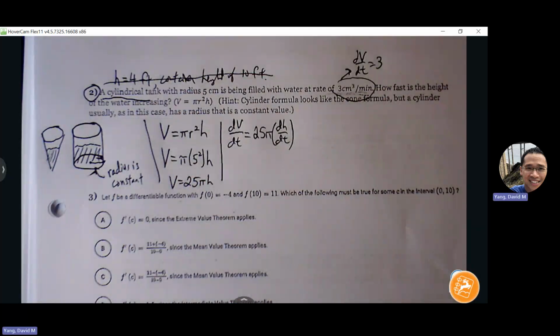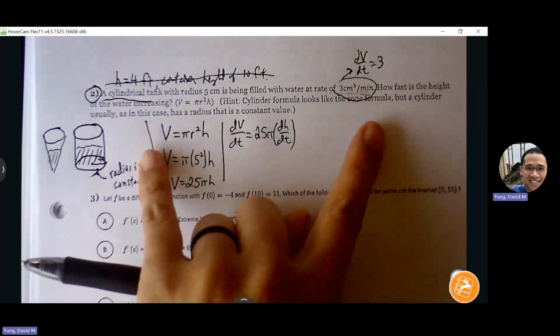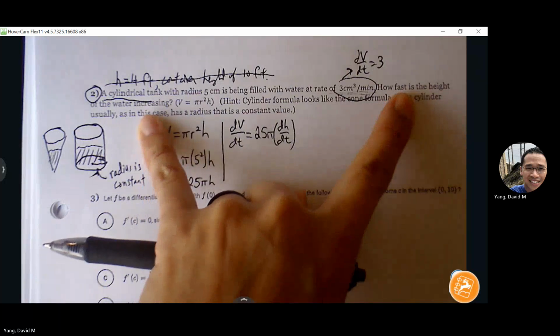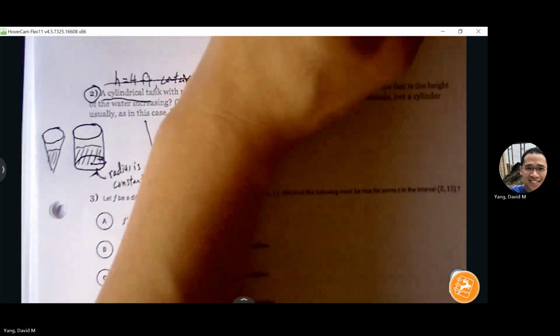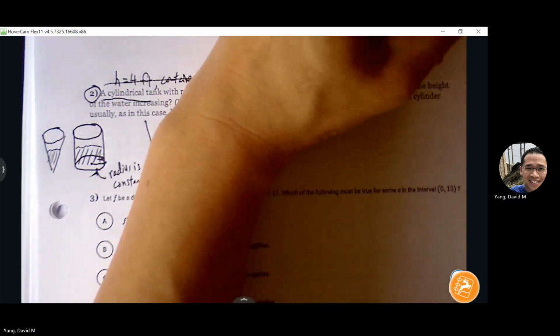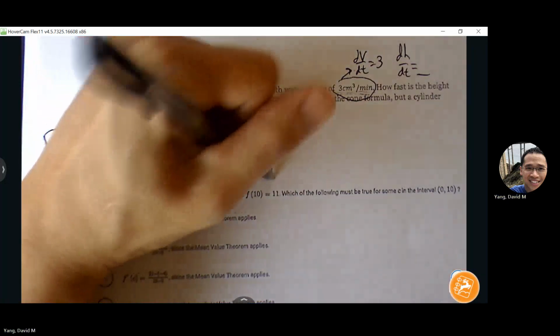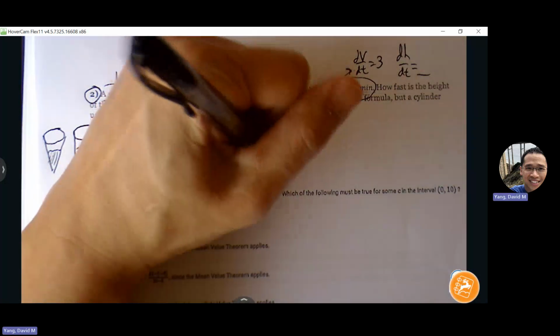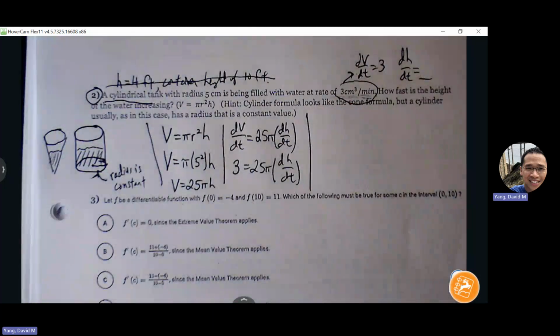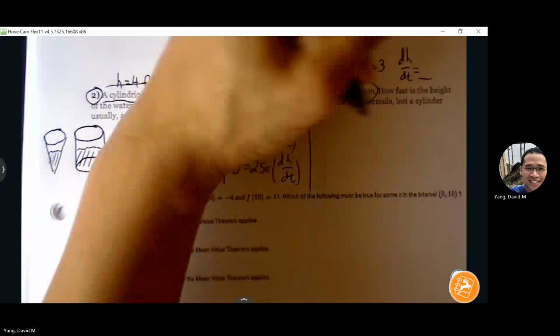And how fast is the height of the water increasing? What are we looking for? dh dt. So we plug that in here. So 3 is equal to 25 pi dh dt. Divide both sides by 25 pi. Careful that you leave the pi in the denominator.